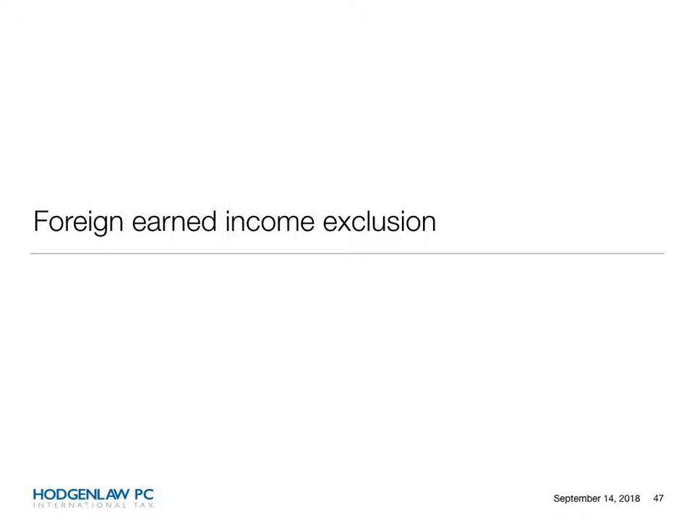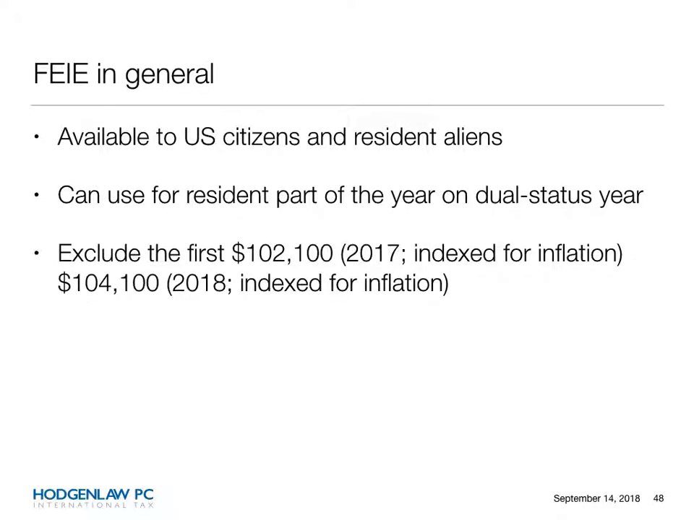Moving on to foreign earned income exclusions. In general, they're available to US citizens and resident aliens as a way to reduce or eliminate double taxation for those working and living outside the US. During a dual status year, you can use the foreign earned income exclusion for reducing earned income from the resident part of the year. The exclusion amount is adjusted annually for inflation, as well as subject to the same limitation exceptions as in a normal resident tax year.